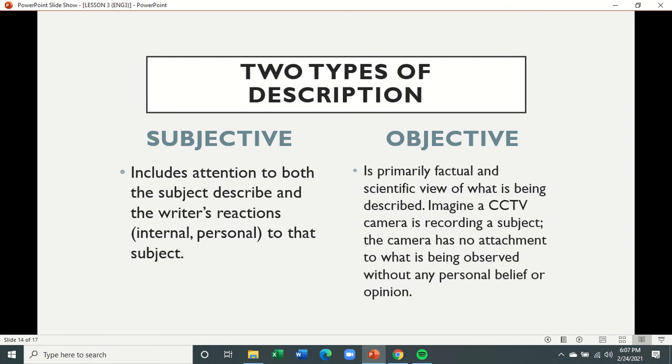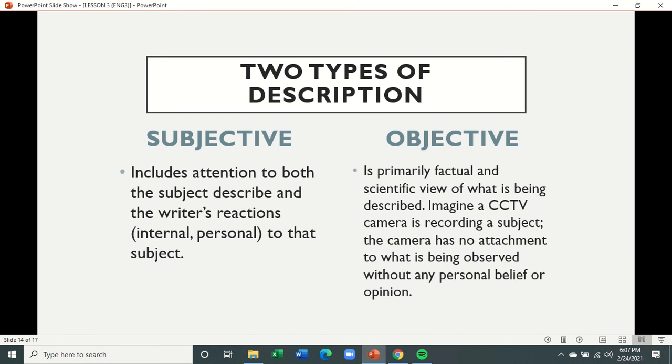When we say objective, it is primarily factual. You as the one describing, the author, are not allowed to give your own opinion about the object being described. Because the moment you give your own opinion, your own perspective and perception, it will become subjective already. Again, when we give our own opinion and perception, the description becomes subjective.